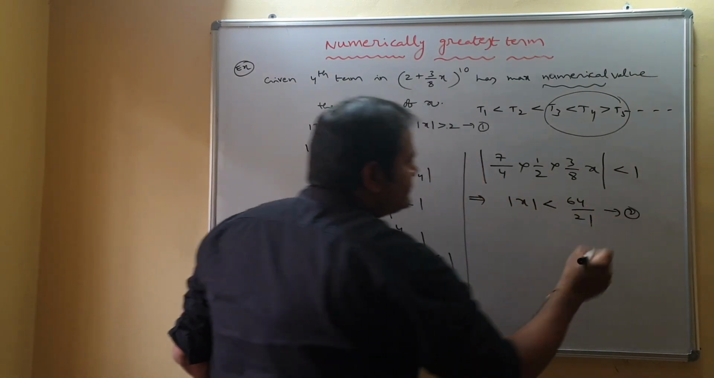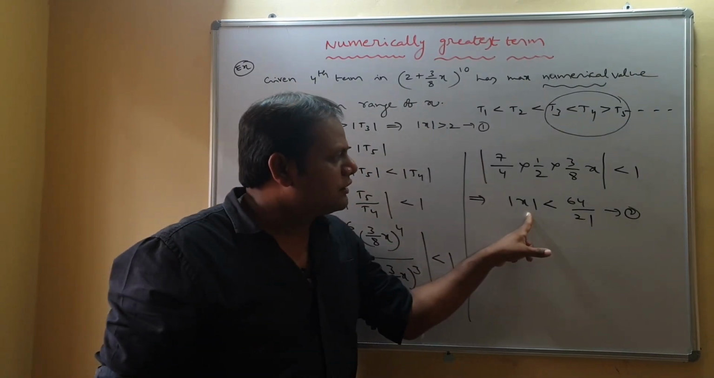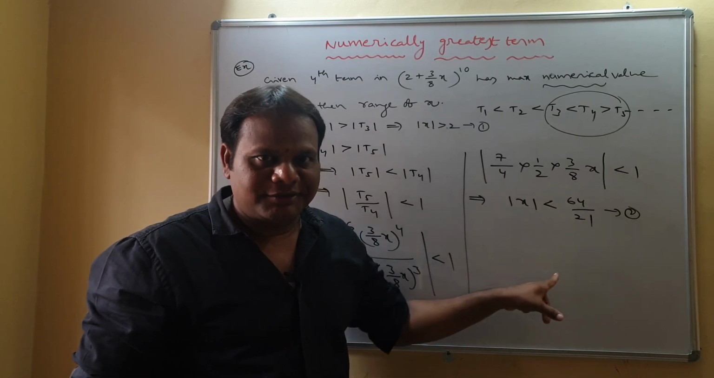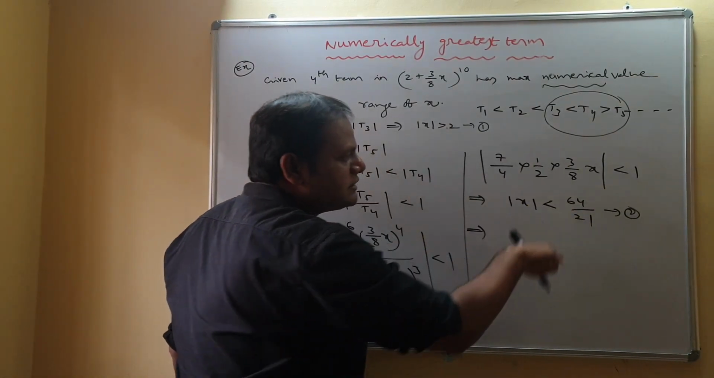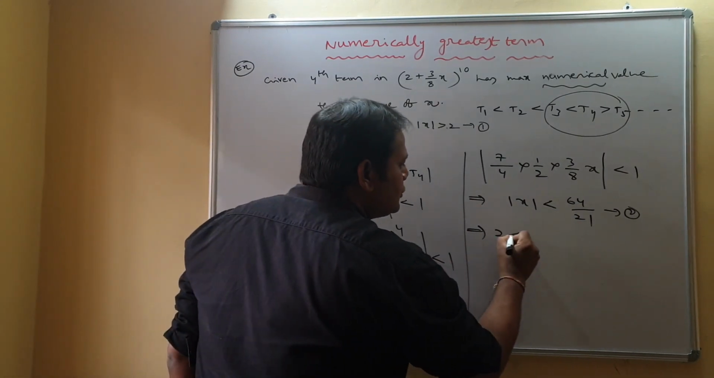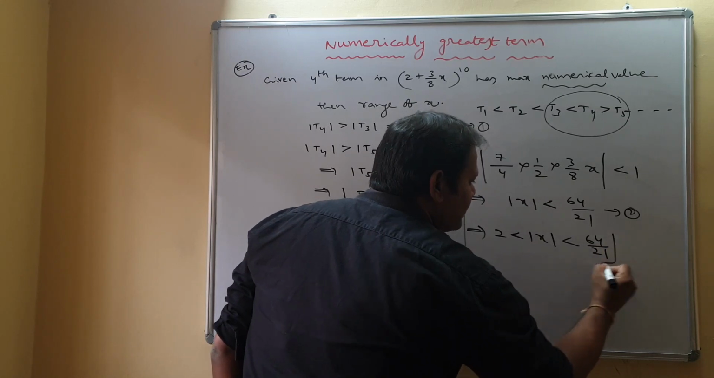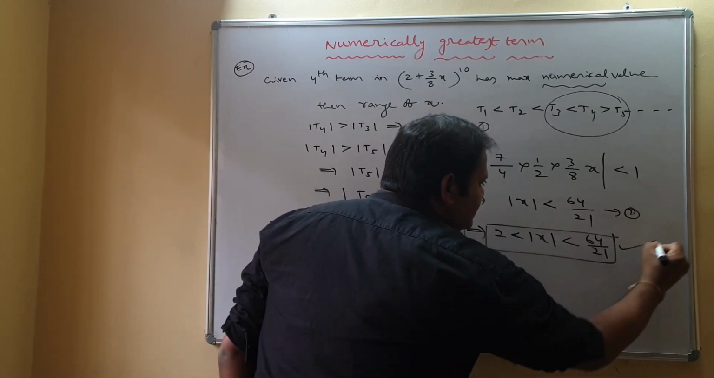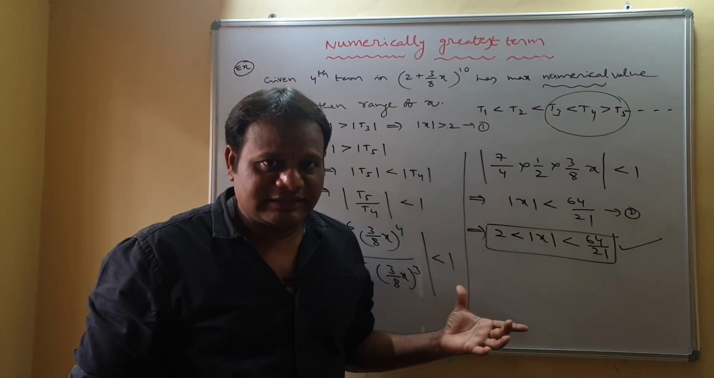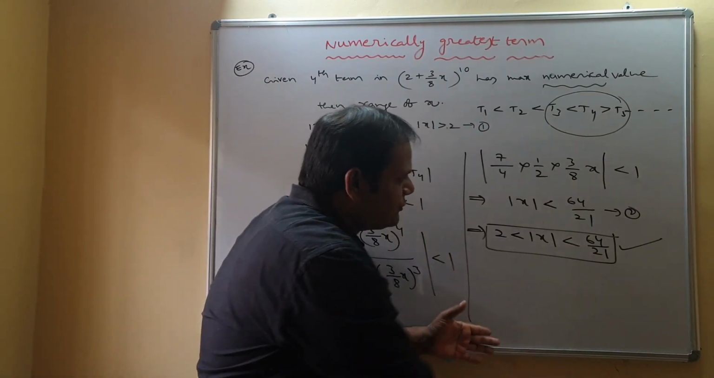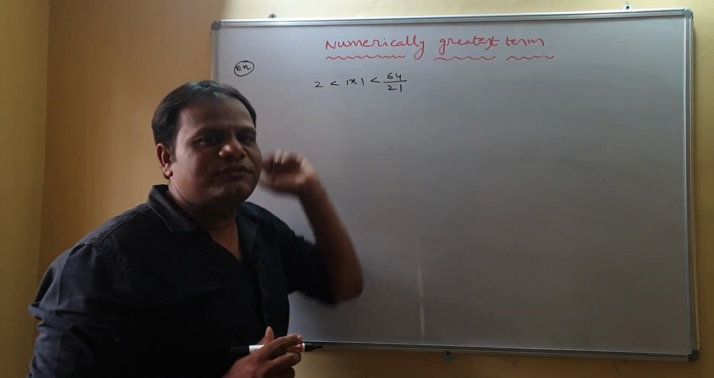Is it? So already what we got? Mod x greater than 2. Now what we got? Mod x less than 64 by 21. Means what? Mod x is in between 2 and 64 by 21. So 2 less than mod x less than 64 by 21. So you can give this answer. So the range of mod x is this. Is it? And further also we can simplify this. So we got 2 less than mod x less than 64 by 21.